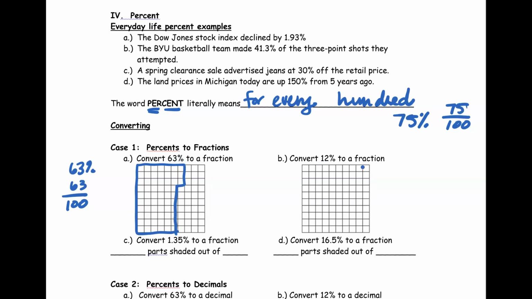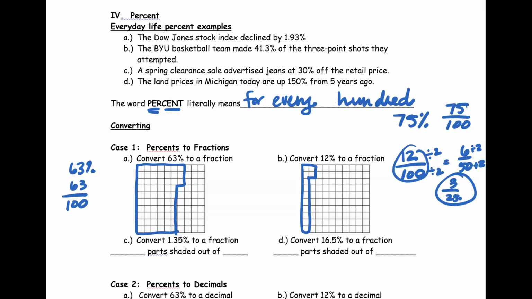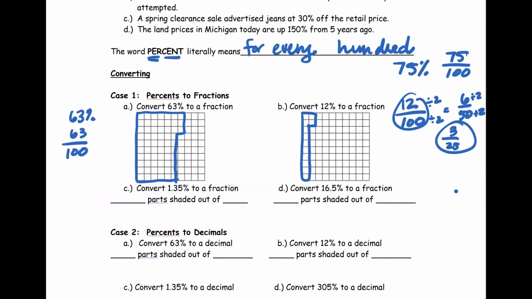63 out of 100. 12% to a fraction. 12 percent, so 12 out of 100, and that would be 12 of these squares out of 100. If you can reduce, it's preferred. So 12 over 100, we could reduce those both by 2, and we could get 6 over 50. We could reduce them by 2 again, and we get 3 over 25. So that's another way to write it. But both are good, 12 over 100 or 3 over 25.